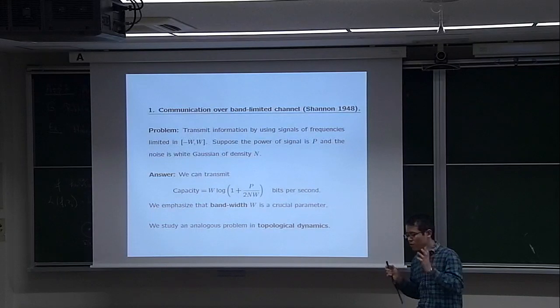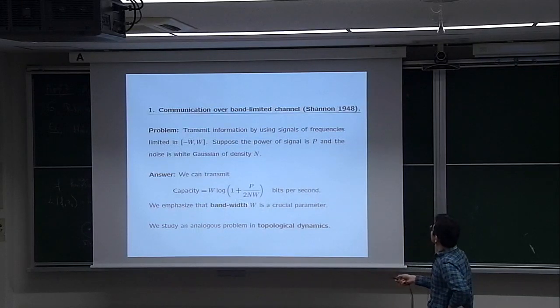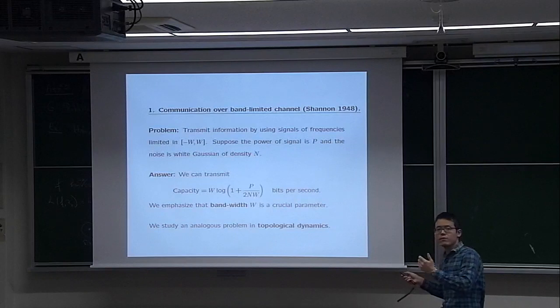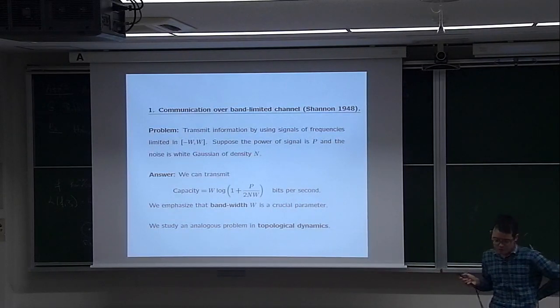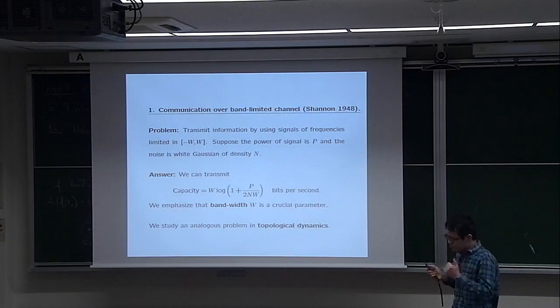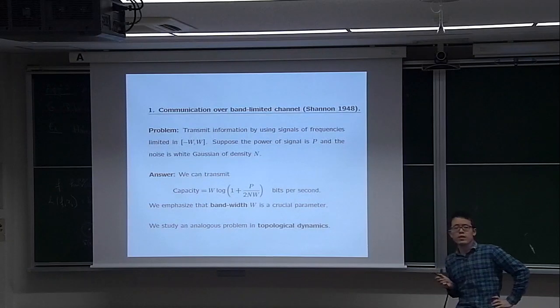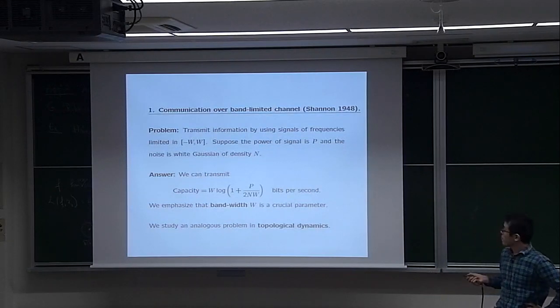But here I just want to emphasize that the bandwidth W, so we use a signal whose frequency is limited between plus minus W. This W is a very crucial parameter in the communication over band limited signals. This is an important point. And in my talk, we study an analogous problem in topological dynamics.